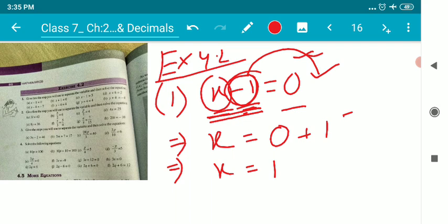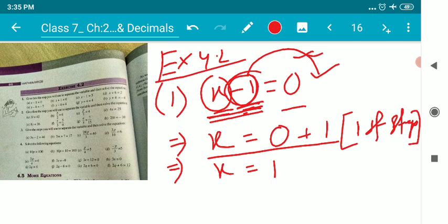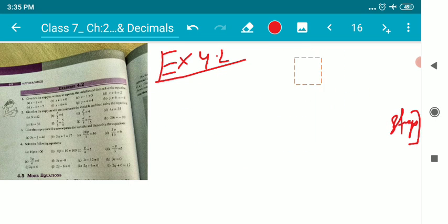So this is only the first step, to remove the numeric value from the variable. So x is equal to 0 plus 1. Am I understandable, children? I believe yes. Let us try with the next, number 2.